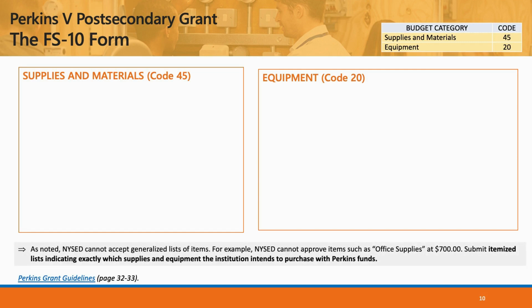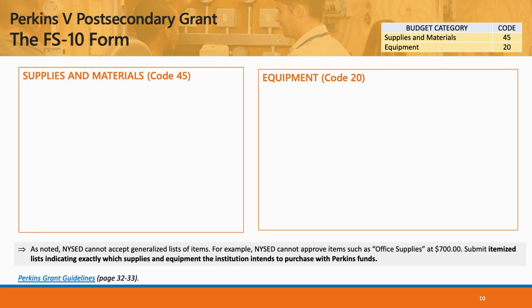Please note that the New York State Education Department cannot accept generalized lists of items. For example, the New York State Education Department cannot approve items such as office supplies at $700. Please submit itemized lists indicating exactly which supplies and equipment the institution intends to purchase with Perkins funds.